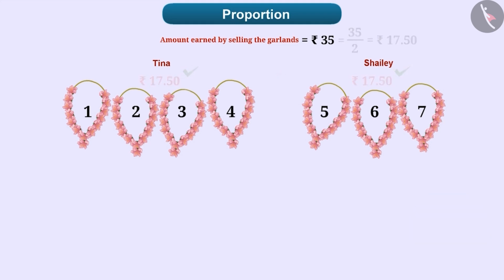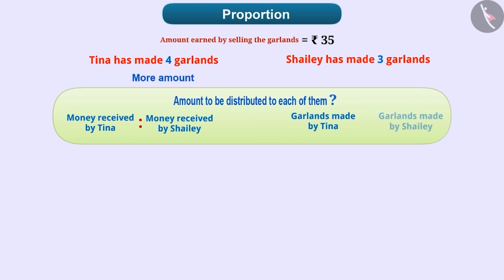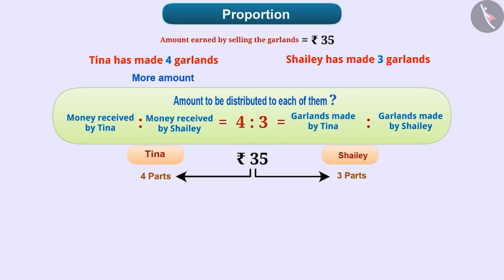You've got it right. This will not be correct. Since Tina has made more garlands, she should get more money than Shelley. This will be correct only when Tina and Shelley get the amount in the same proportion in which they have made garlands. To know the amounts to be distributed to each of them, we need to divide 35 rupees in such a way that the ratio of money received by Tina and Shelley is equal to the ratio of garlands made by Tina and Shelley respectively. This means out of 35 rupees, 4 parts go to Tina and 3 parts go to Shelley.